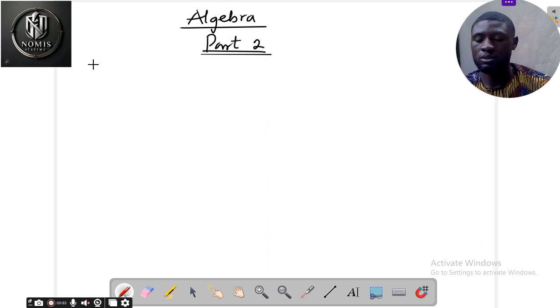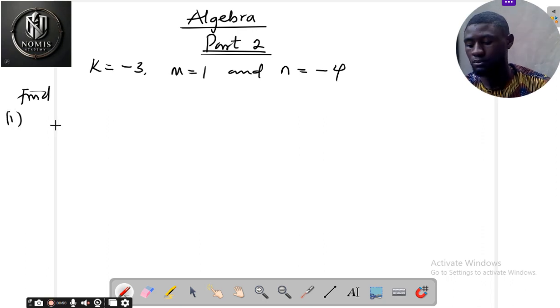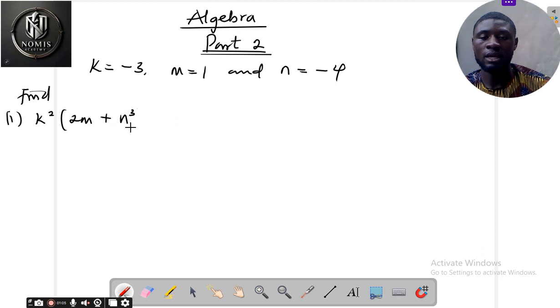So the question says, when k is equal to minus 3, m is equal to 1, and n is equal to minus 4, find Roman figure 1: k squared, open bracket 2m plus n cubed. So how do I get this done? Let us continue to solve it down.